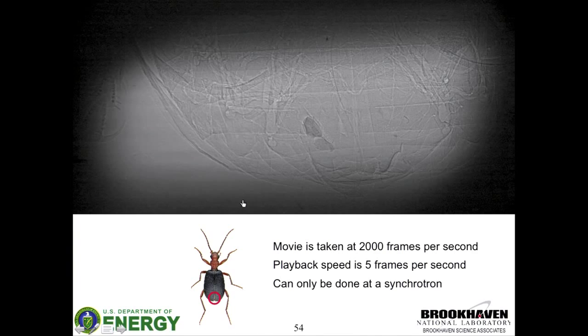Okay, what does it look like on the inside? So here's the beetle. I'm going to be imaging X-ray wise near the butt here. Okay, here's the butt, and here are all the air tubes. At first, you cannot see anything. These images are acquired at 2,000 frames per second. This can only be done at a synchrotron. What I'm going to play back to you is 5 frames per second, so what you see now is 400 times slower.